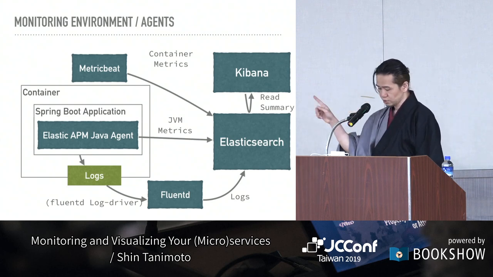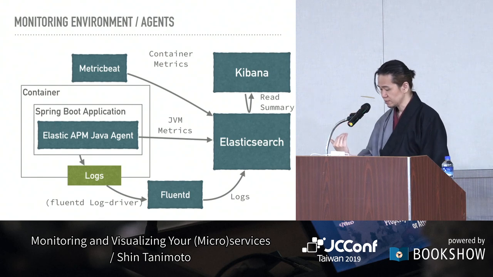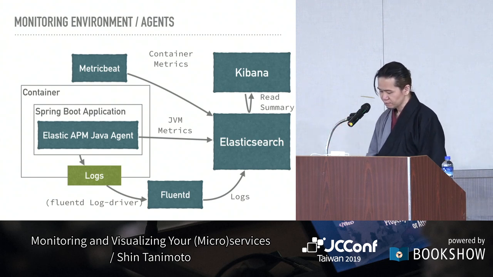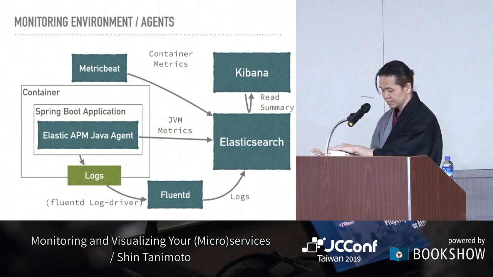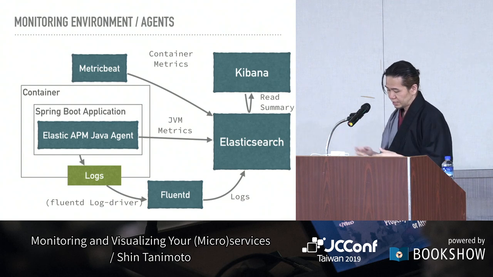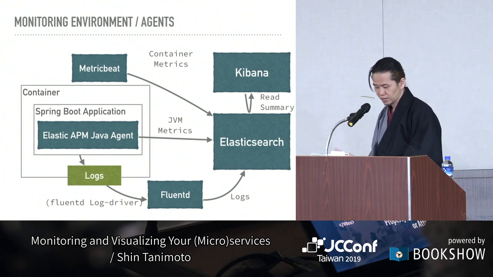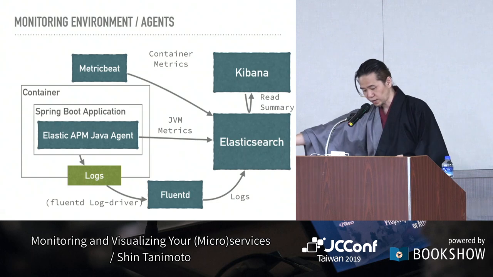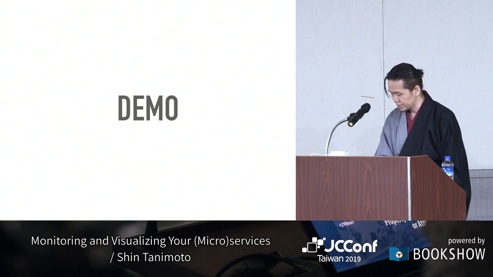And this is a case with containers like Docker. Unlike running on the server, only the Spring Boot application runs on the container. So Metricbeat and Fluentd run outside of the container of the Spring Boot application. Metricbeat collects container information from outside of the target container and sends it to Elasticsearch. And Fluentd, the bottom one, sends logs to Elasticsearch via the Fluentd log driver, which is built into Docker by default. The Fluentd log driver is a kind of Docker function. The rest is the same as running on the server. My demo application runs on Docker, so I configured it this way. That explanation has become very long, so let me show you a demo here.